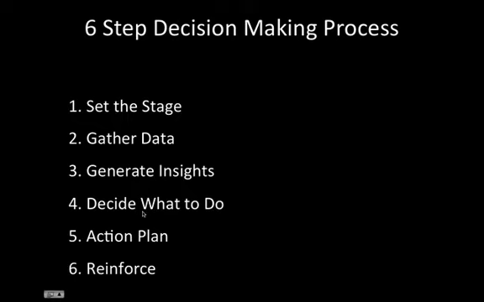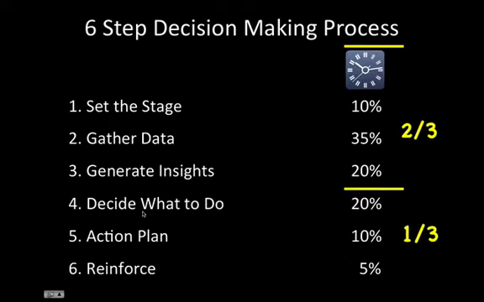Those insights need to go down to a further level of decision making where you really clarify who, what, when, why, and how. From there, you decide what to do. Once you decide what to do, you create an action plan and then you reinforce. Now, when you're in the decision-making process, you'll actually spend most of your time in the early part of the process: setting the stage, gathering data, generating insights. And if you do that correctly, it'll be very fast and easy to get down into deciding what to do, creating an action plan, and reinforcing it. So remember, slow down in order to go fast.